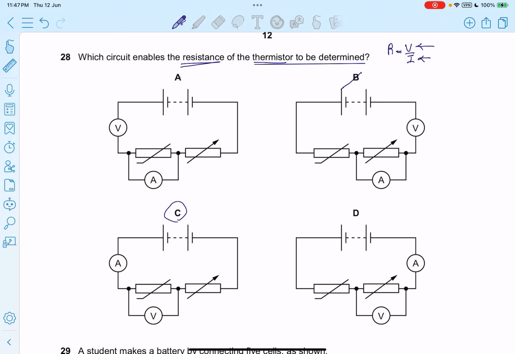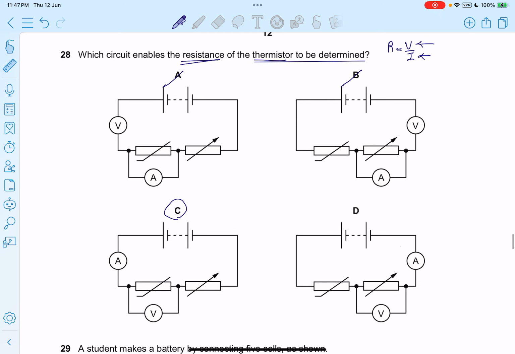A is also wrong because you don't connect the ammeter in parallel like this. So A and B are already wrong. Between C and D, C has the voltmeter across the thermistor while D has the voltmeter across the variable resistor. Since they're asking for the thermistor, you should put the voltmeter across it like I've said before. So C is the correct answer. 28 is C.